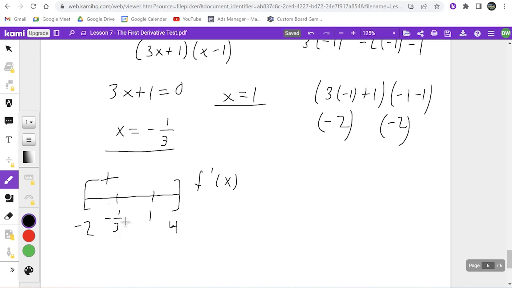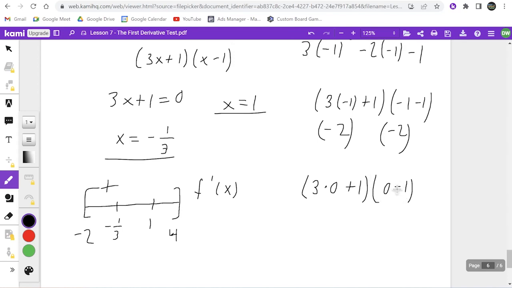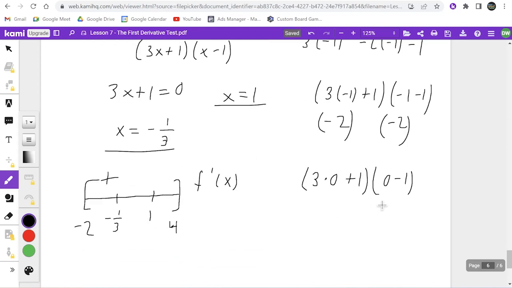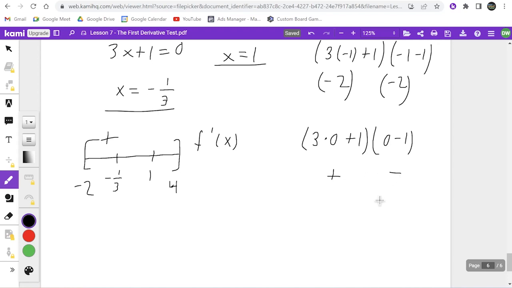Next, we need a number between negative 1/3 and positive 1, like for instance 0. That's going to be 3 times 0 plus 1 times 0 minus 1. And so for that, you've got a positive times a negative, because positive 1 times negative 1. And of course, you'll get a negative there.